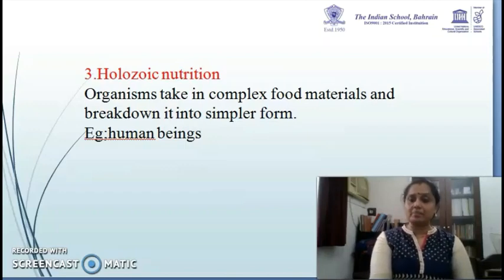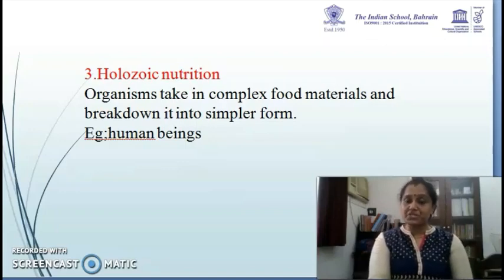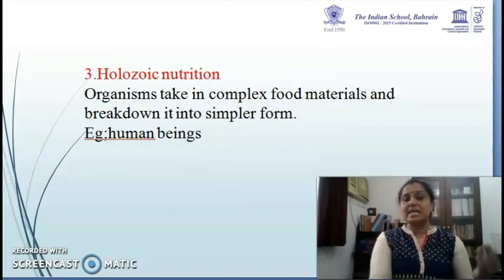So all these animals have a proper digestive system. So what is the purpose of having such a proper digestive system? Because all these animals consume complex forms of food materials. So these complex forms of food materials should be converted into simpler ones. The mode of nutrition by which organisms take in complex food materials and break them down into simpler form is called holozoic nutrition.